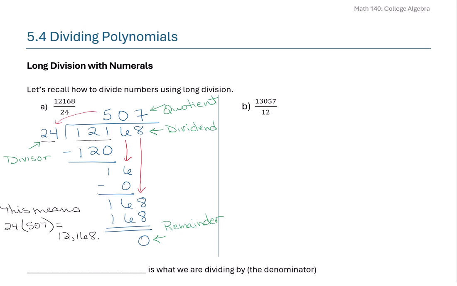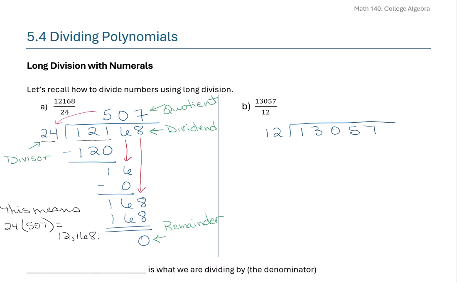Let's take a look at example B. We are dividing 12, that's our divisor, into 13,057. Notice, if you guys remember, 7 here is in the ones place, 5's in the tens place, 0 is in the hundreds place, meaning we do not have any hundreds. 3 is in the thousands place, and 1 is in the 10,000s place.